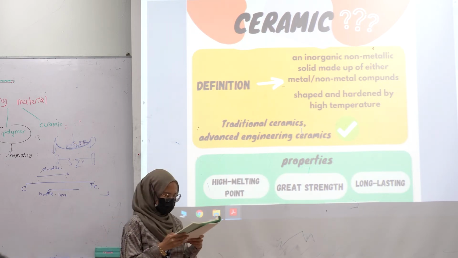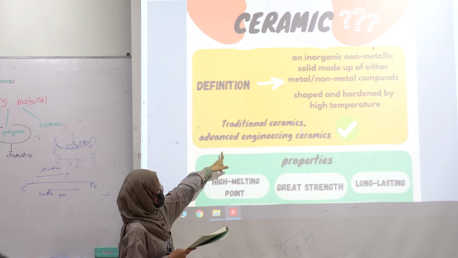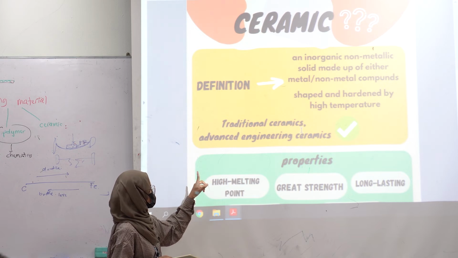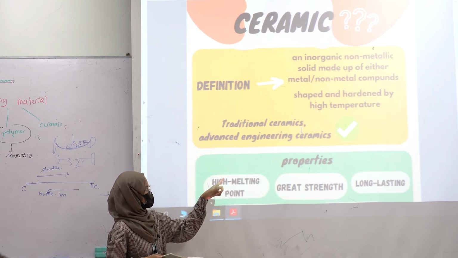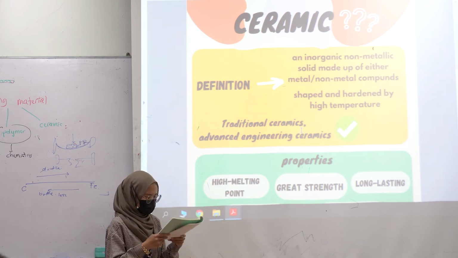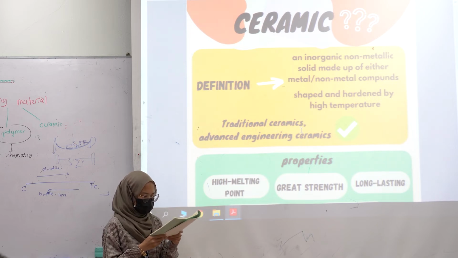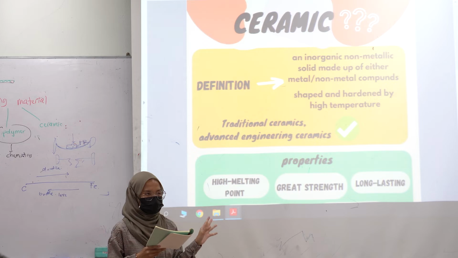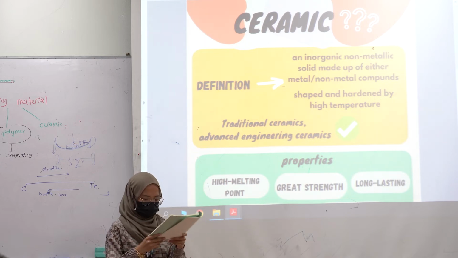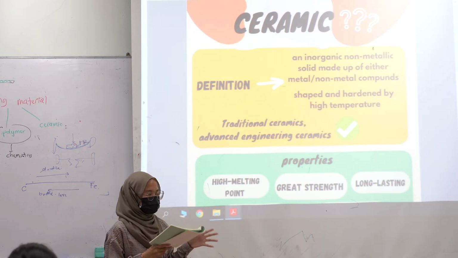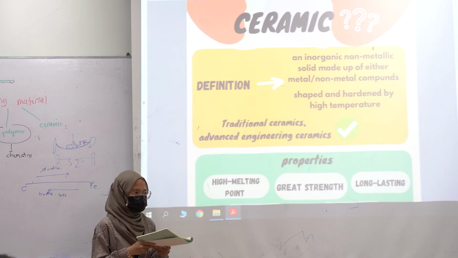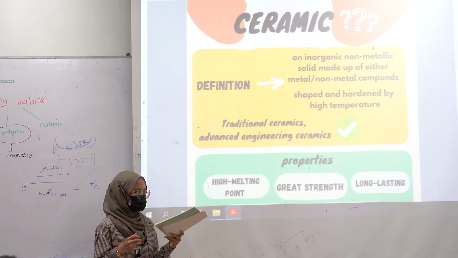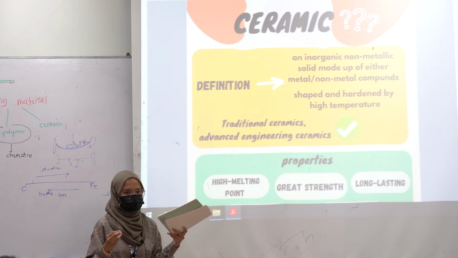Next, the types of ceramic. There are two types of ceramic. One, traditional ceramic, and the second is advanced engineering ceramics. Okay, so I would like to explain more about the traditional ceramics. The traditional ceramics are also known as pottery. It is actually one of the oldest human technologies, and it was clay-based. Clay-based, and it's just containers made from clay.